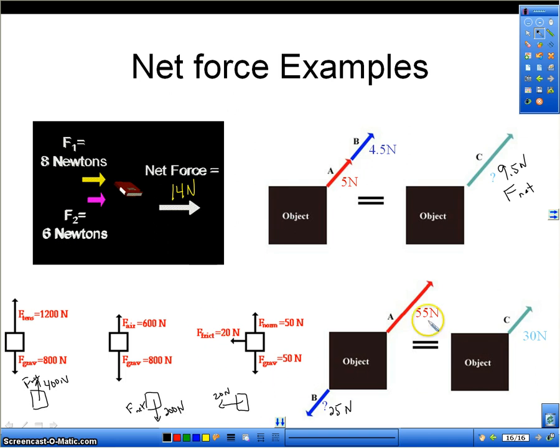Alright, so that's just a quick introduction to figuring out net force. If they're in the same direction, you add them. If they're in opposite directions, you subtract them, and then you have to look at the problem and see.